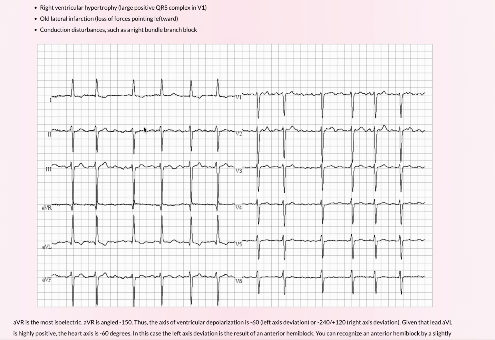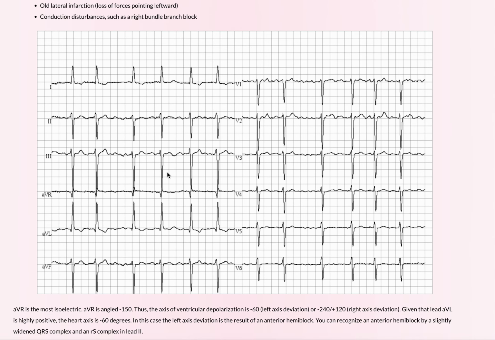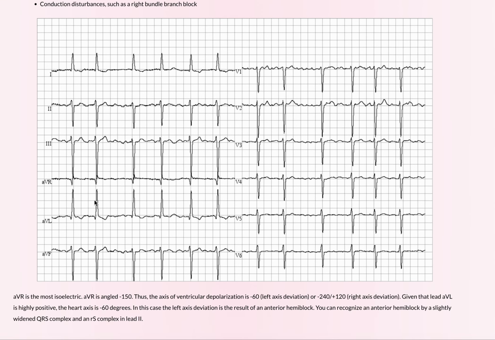Now then there is another method which is more insightful, which is to take a look at which of these limb leads is most isoelectric, and then the angle of the ventricular depolarization vector is perpendicular to that isoelectric lead, which may sound cryptic, but it's easier than you may think.